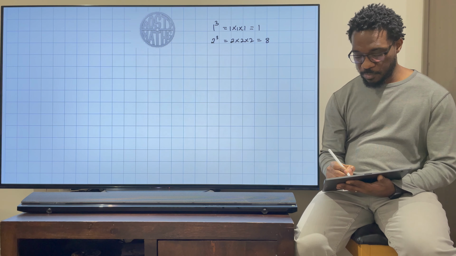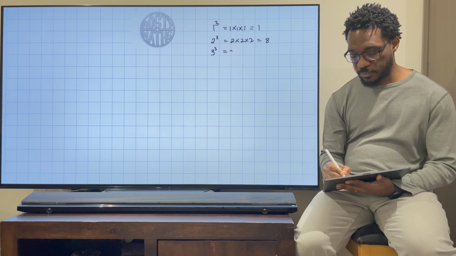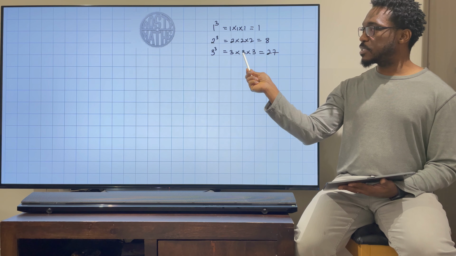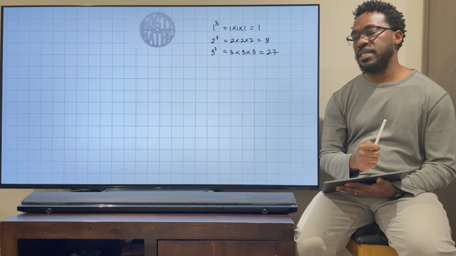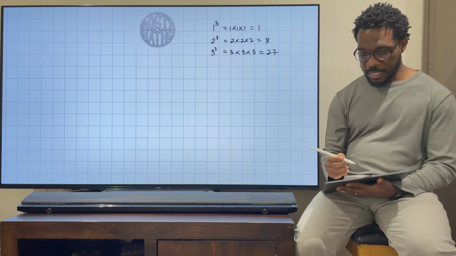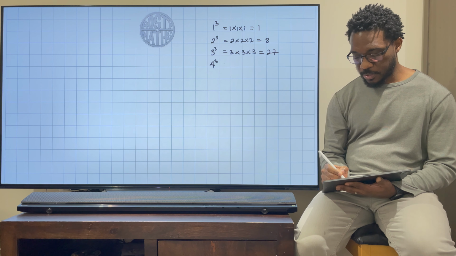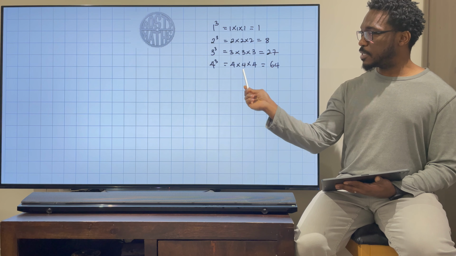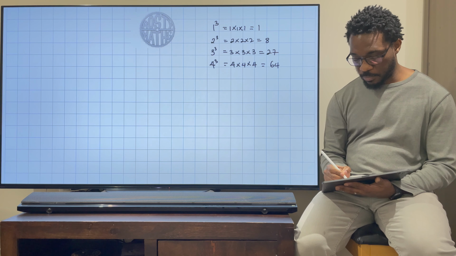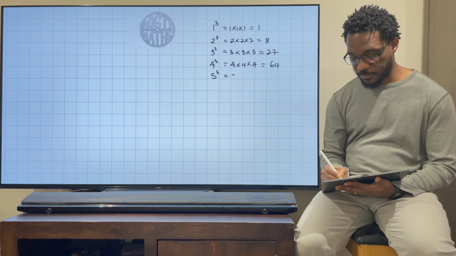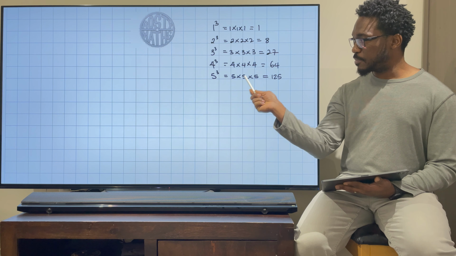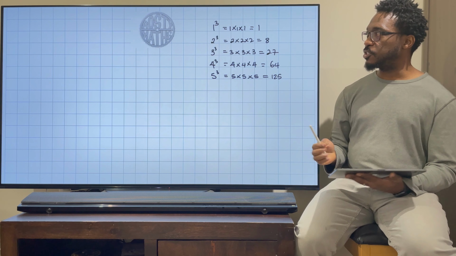Okay? The next cube number, so 3 cubed means 3 times 3 times 3. That's going to be 27 because 3 times 3 is 9. 9 times 3, that's going to give us 27 there. And then we're going to do 4 cubed, which is going to be 4 times 4 times 4, which is going to be 64. 4 times 4 is 16. 16 times 4 is 64. Okay, let's do one more. So we're going to do 5 cubed, which is 5 times 5 times 5, which is going to be 125. 5 times 5 is 25. 25 times 5 is 125.